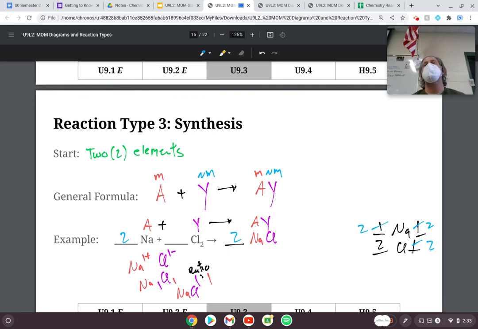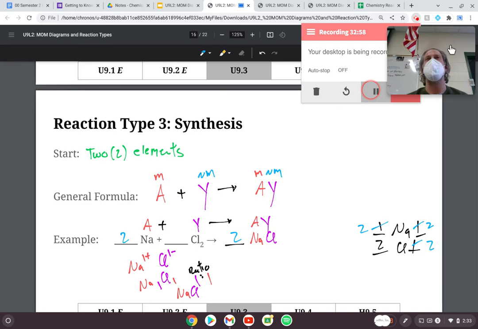There are two more reaction types that we're going to talk about tomorrow. Okay. So for now, we've already talked about a single replacement reaction type, a double replacement reaction type, and a synthesis reaction type. If you have any questions, please let me know. Otherwise, have a wonderful day.